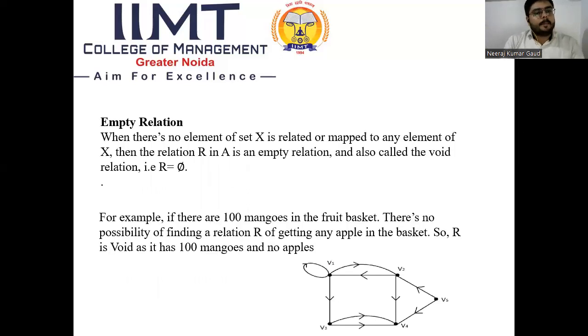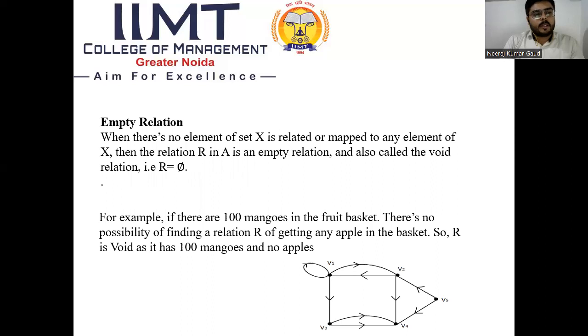So first is empty relation. When no element of set A is related or mapped to any element of A, then the relation R in A is an empty relation, also called the void relation. That is, R equals phi.